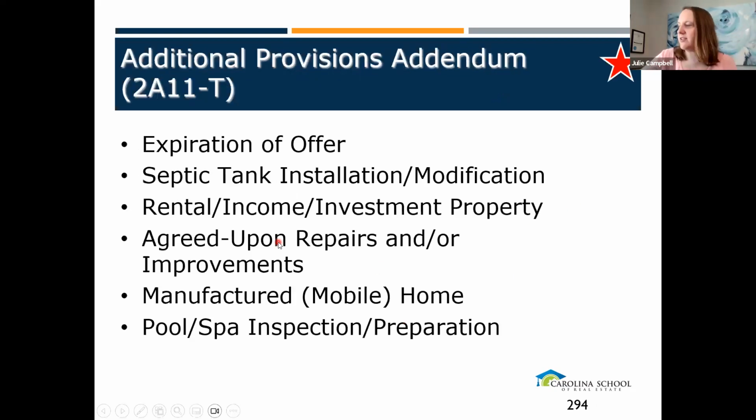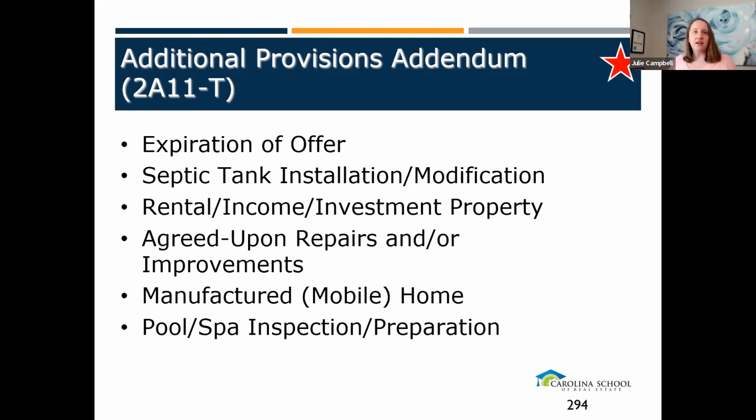Another form we have is the additional provisions addendum. And as soon as I flipped this slide, I thought, oh man, they updated this one. I hadn't had a chance to update my slide yet. So I will update you guys live and in action, and I will make myself a note to take care of that for the next class. The additional provisions addendum is probably the most commonly used addenda that we have.